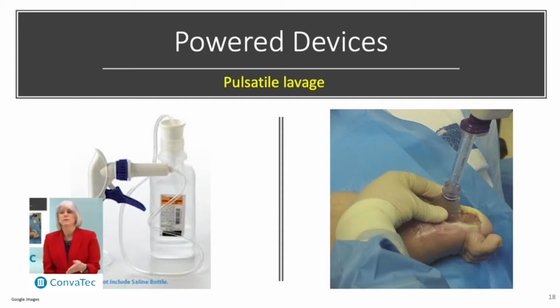So the power devices, the pulsatile lavage, are found mainly in the emergency departments and in the theater settings. They do a good job. This is what they do when they're doing washouts many times, or if a patient comes in with an abrasion from road rash, to get that gravel and that dirt out of the wound.